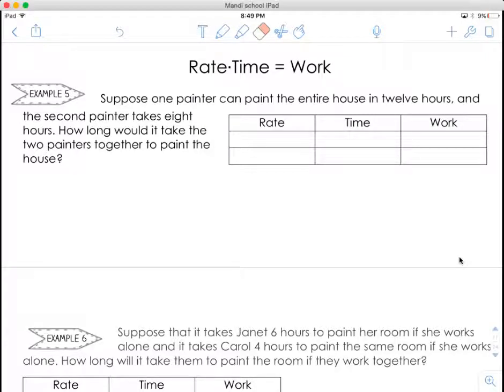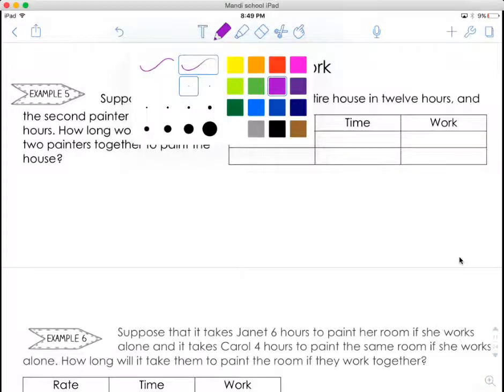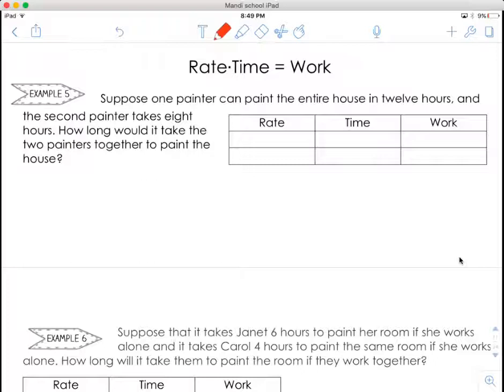Okay, so these are called rate times time equals work problems. They're similar to the last ones, but they're not exactly like the last ones. So on this first example, one painter can paint an entire house in 12 hours. The second painter takes 8 hours to paint the same entire house. How long would it take the two painters together to paint the house?